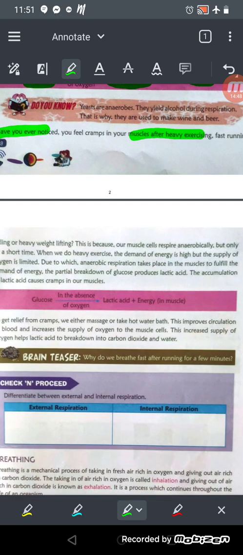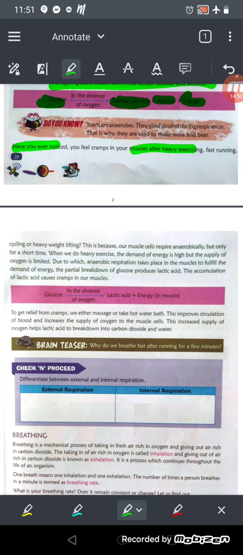This is because our muscle cells respire anaerobically. Why? Because when we do the exercise, we need more and more energy, but there is very little oxygen. But only for a short time. We respire anaerobically, but for a very short time, not for much time. So why? When we do a heavy exercise, the demand for energy is high, but the supply of oxygen is limited.